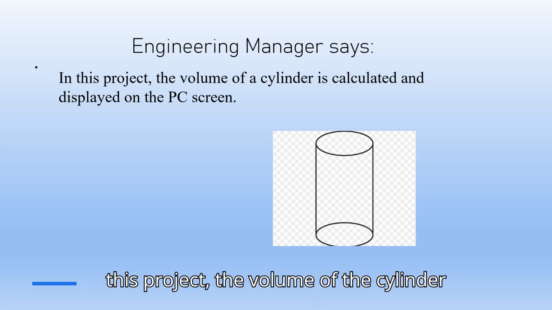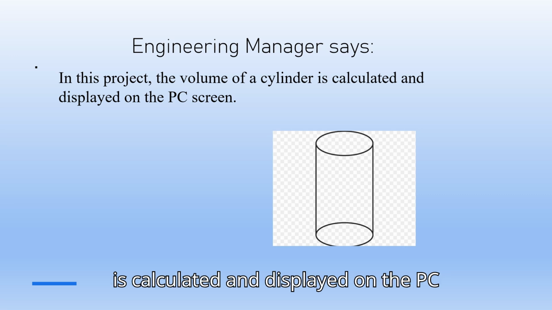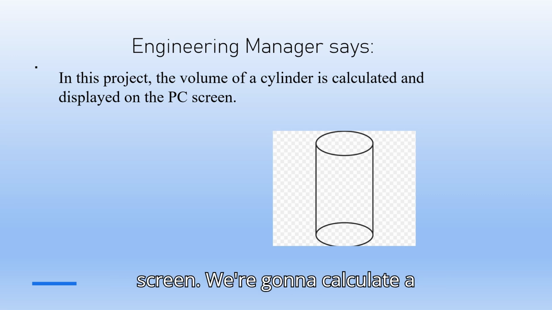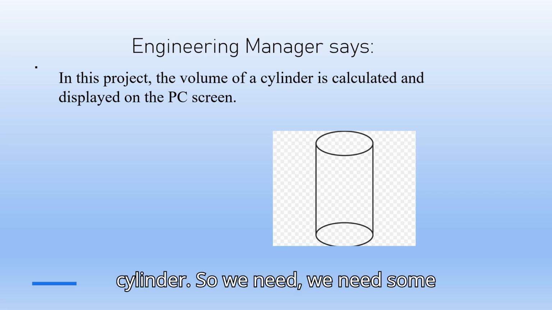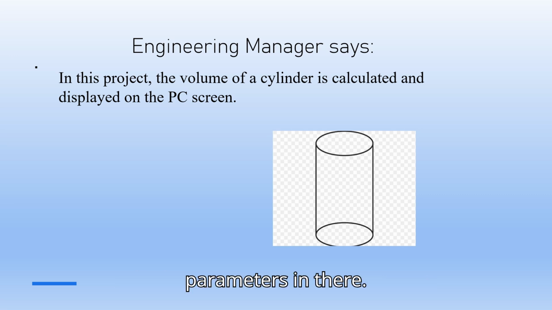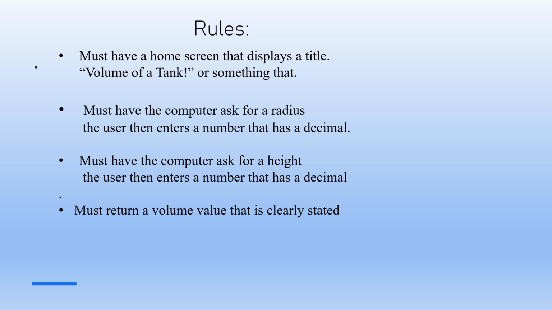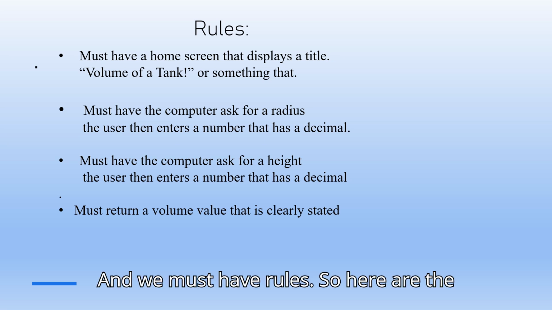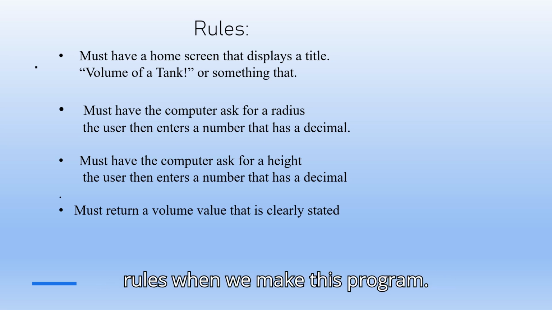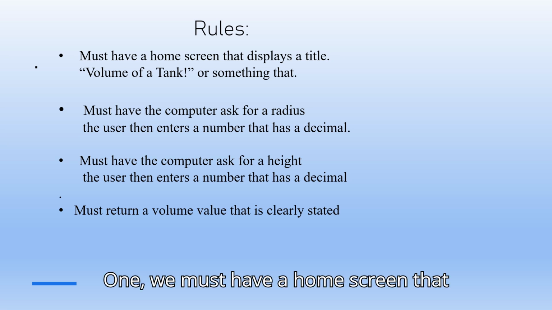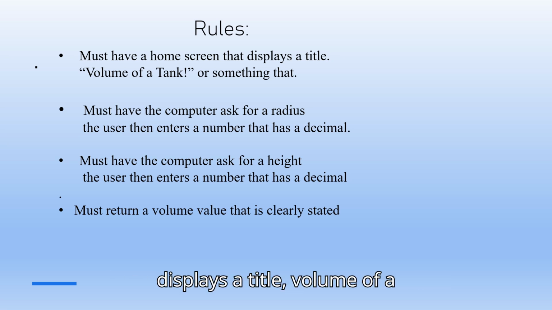The engineering manager says that in this project, the volume of the cylinder is calculated and displayed on the PC screen. We're going to calculate a cylinder, so we need some parameters in there, and we must have rules. So here are the rules when we make this program. One, we must have a home screen that displays a title, volume of a tank.